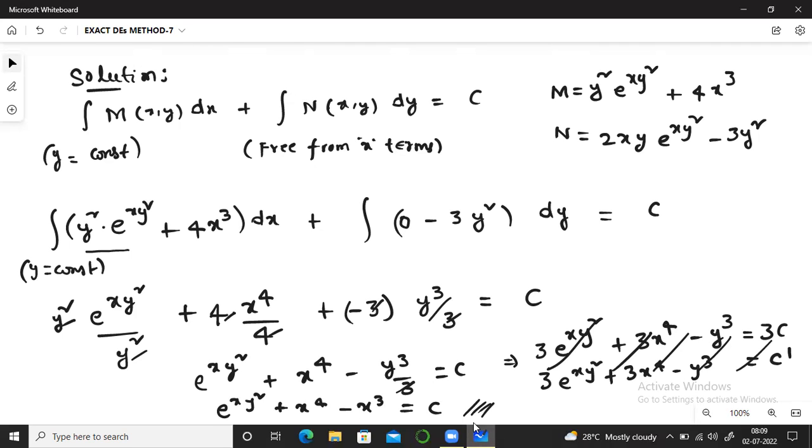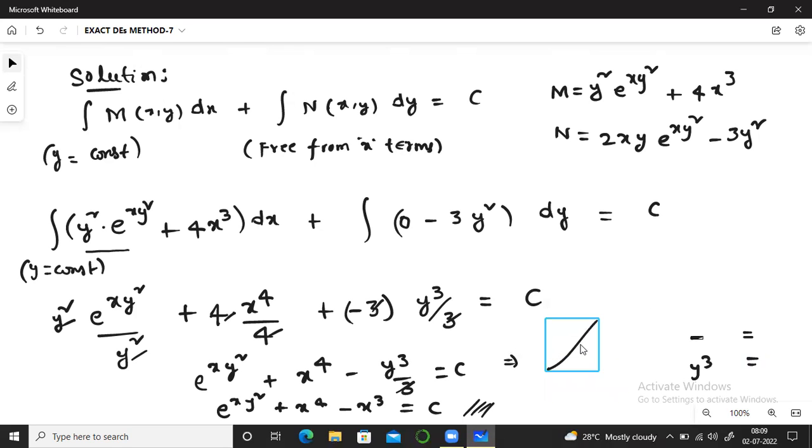That's it. This is called the final solution. So this is the way you have to do the problem. Okay, you got it right, because I forgot to cancel 3 here. So 3 cancels, so only the minus y cube term will remain. So this is called the final solution. This is what we call the exact differential equation form.